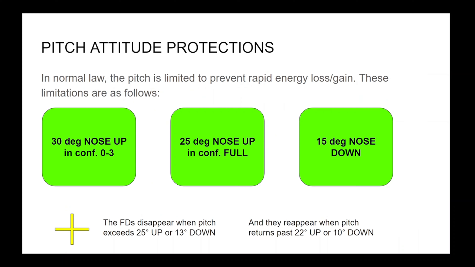In normal law, the pitch is limited to prevent rapid energy loss or gain. These limitations are as follows: 30 degrees nose up in config 0 to 3, 25 degrees nose up in config full, and 15 degrees nose down. The flight directors disappear when pitch exceeds 25 degrees up or 13 degrees down, and they reappear when pitch returns past 22 degrees up or 10 degrees down.